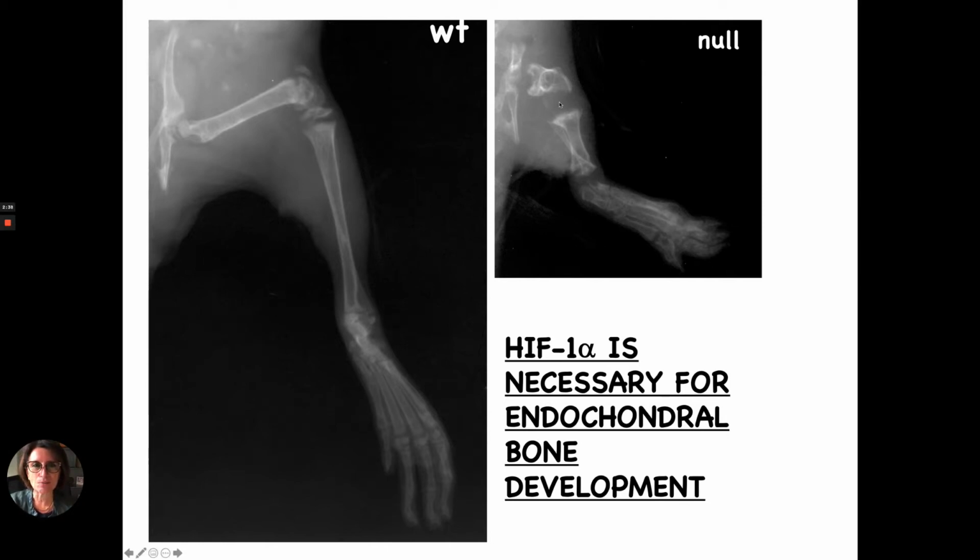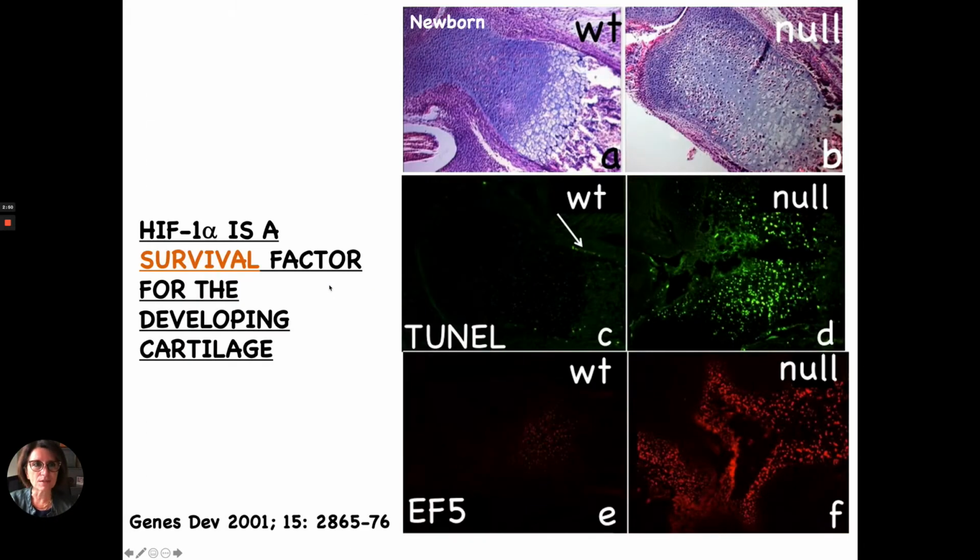So this is a mutant limb lacking HIF in chondrocytes, and this is a wild-type limb, and it's pretty obvious that HIF-1 is absolutely necessary for endochondral bone development. Why is this the case? This is a histological image of the mutant growth plate lacking HIF. You see that it is severely misshapen and hypocellular. The center in particular is either severely hypocellular or occupied by abnormal cellular elements with pycnotic nuclei.